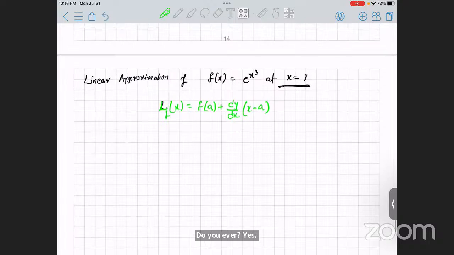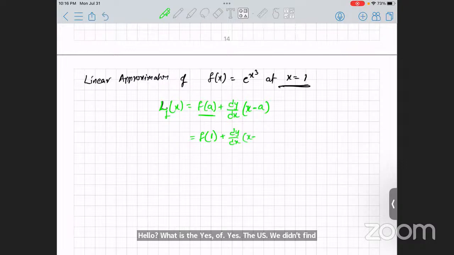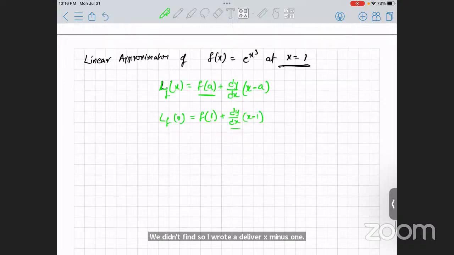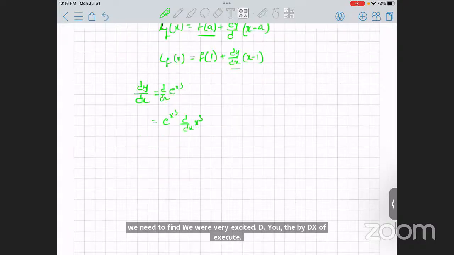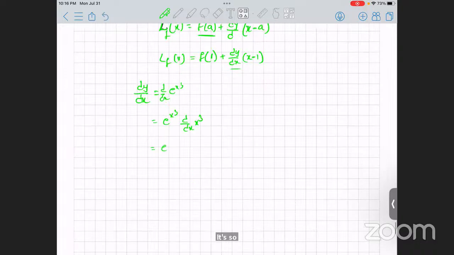What is the f of a value? We need to find dy by dx. dy by dx equal to d by dx of e power x cube, which is e power x cube into d by dx of x cube. Agree? Yes, sir. E power x cube into 3x square.